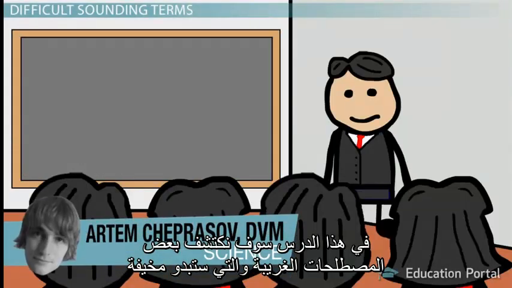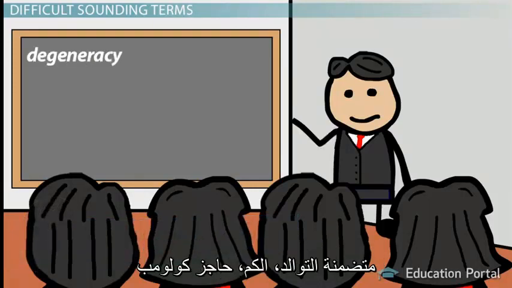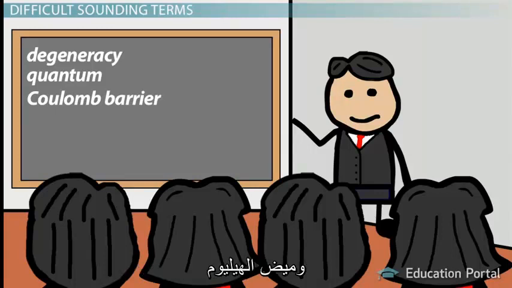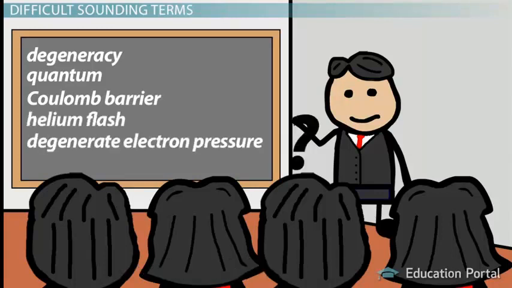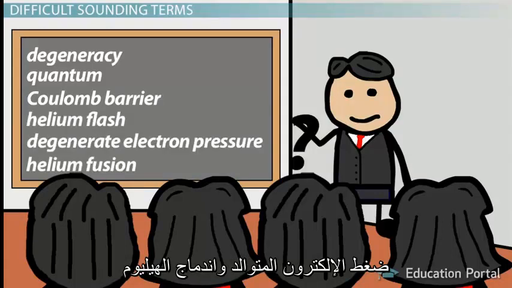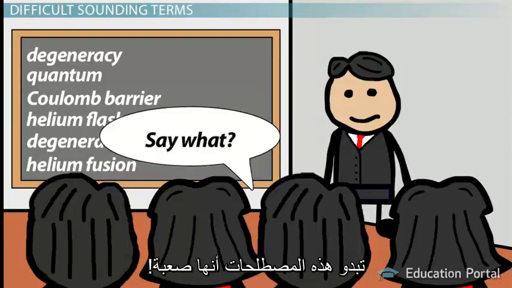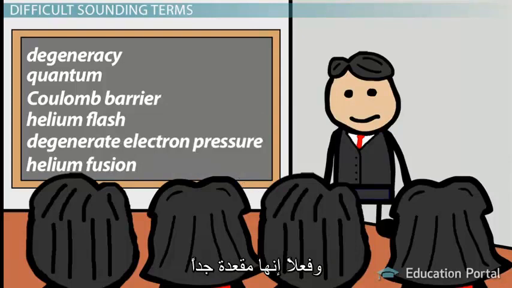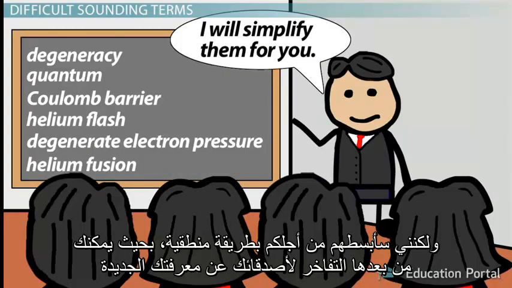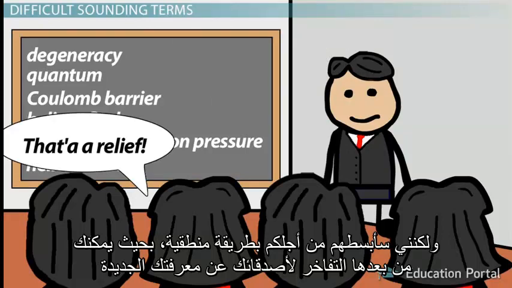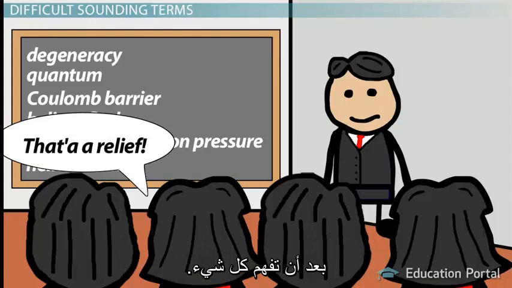This lesson will explore some very foreign and scary sounding terms, including degeneracy, quantum, Coulomb barrier, helium flash, degenerate electron pressure, and helium fusion. I hope I didn't scare you away already. Those terms sound pretty bad, and they're actually quite complex. However, I will simplify them for you in a logical manner, so you can go and brag to your friends about your newfound knowledge after you nail everything down.